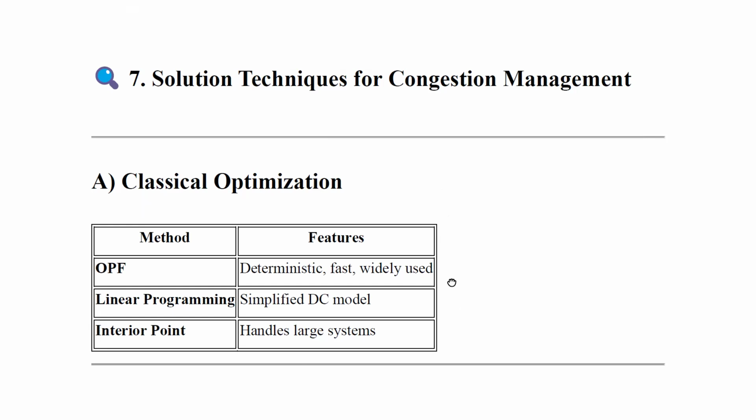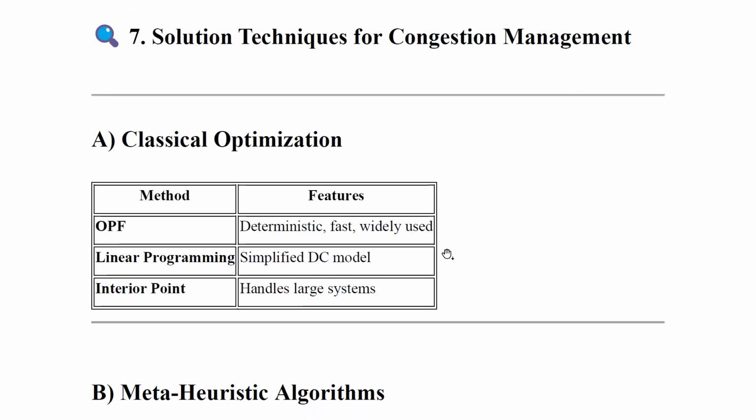If you take classical optimization techniques, like optimal power flow, the features are deterministic, fast and widely used. Classical optimization techniques are always used for optimal power flow. If you take the linear programming method, for the simplified DC model, linear programming is used. Next, the interior point method also handles large systems. So in this context, these classical optimization techniques are used.